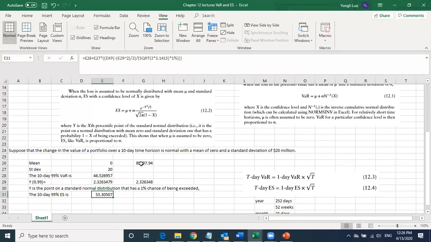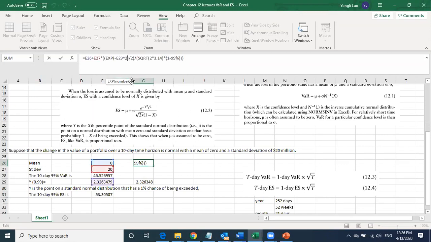Okay, so I got this one. It's going to be the exponential raised to the power of 2. Okay, so we do this one, to the power of 2.